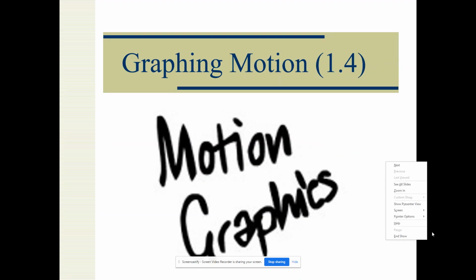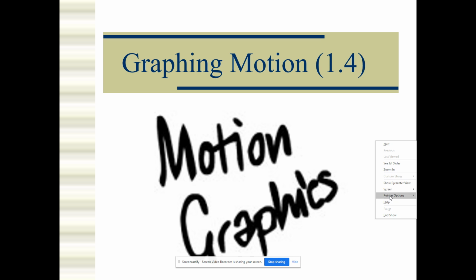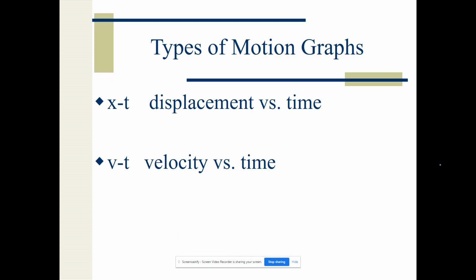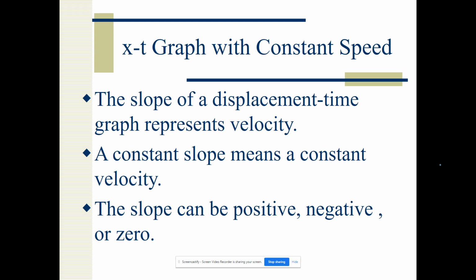We are going to be going over motion graphs today, and we're going to find out what we can discover by looking at a motion graph, what exactly it will tell us, all of that good stuff coming up right now. We're going to go over two different types of motion graphs. One is a displacement versus time graph, and the other is the velocity versus time graph. First off, the displacement versus time graph.